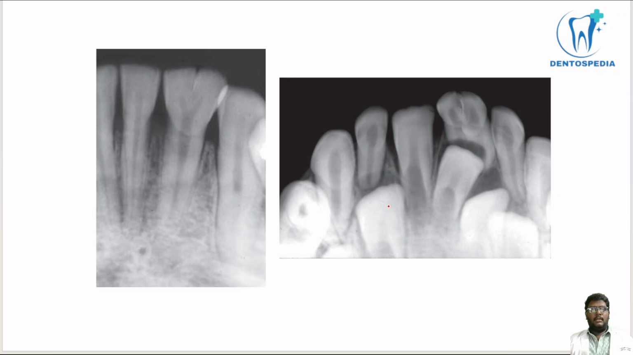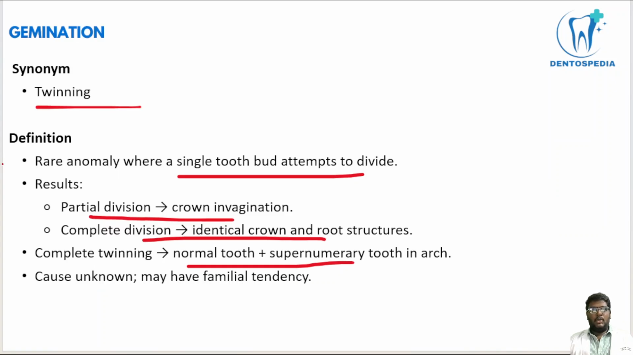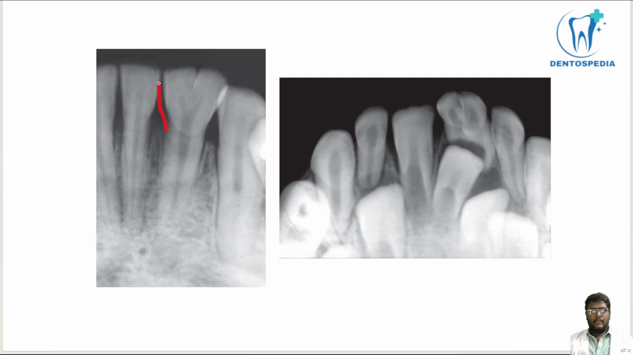And because we are having an extra tooth, if we count those teeth, we will get one extra tooth, right? In fusion, we will get one count less than the normal, right? But here we get one count extra. Okay, that's the main difference between gemination and fusion. Here you can see there is an invagination, partial invagination, right?